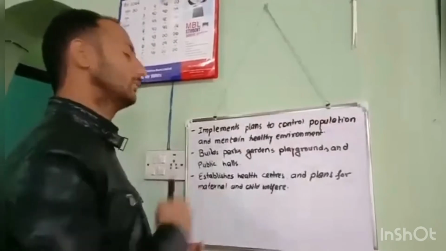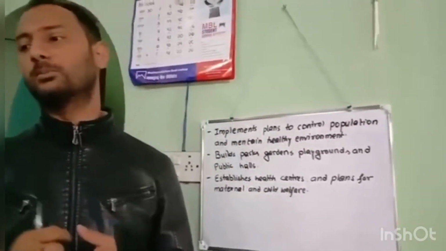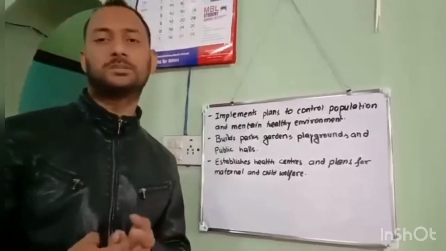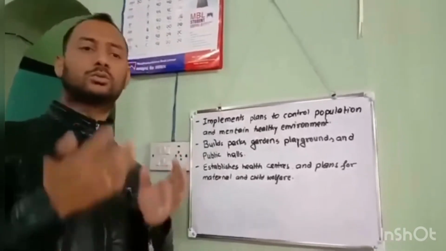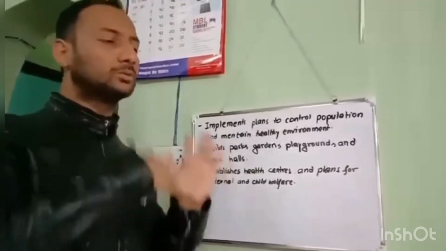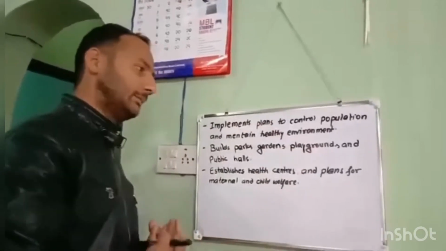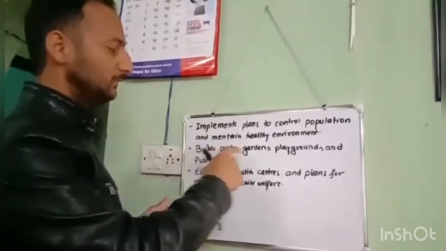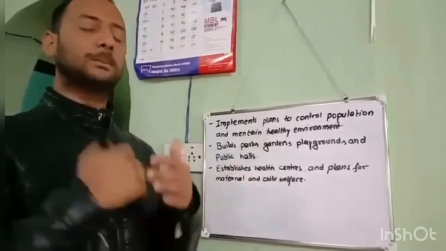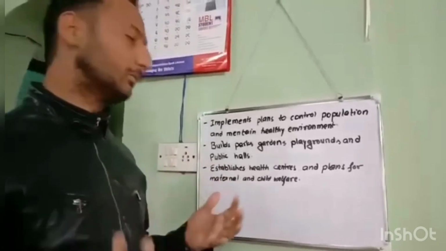Implement plans to control the population and maintain a healthy environment. As we know, the population is increasing day by day. If the population increases, we will face many kinds of problems. So to control the population, the government through the municipality makes different plans to control it and maintain a healthy environment. Build park, garden, playground and public halls. To build the park, garden and public hall for the public.